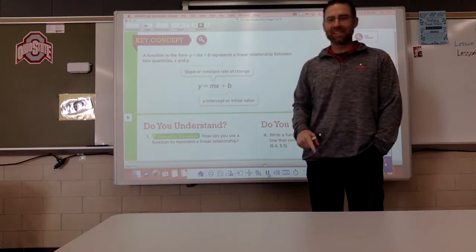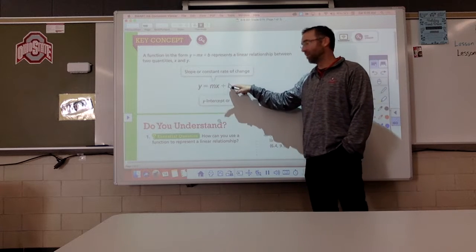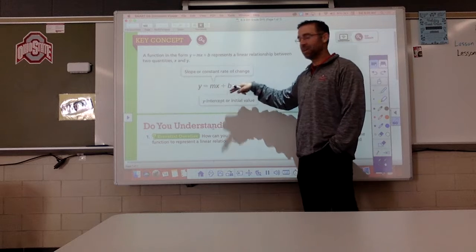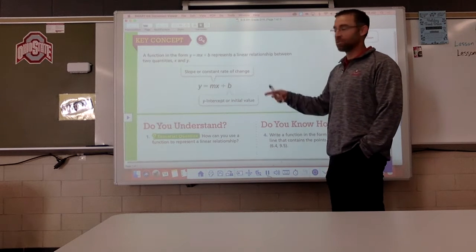Everybody, page 186, key concepts 3-4. Nothing real new here, folks, other than when we have to find the initial value. But you guys know the form y equals mx plus b, I should say, to write a linear representation.